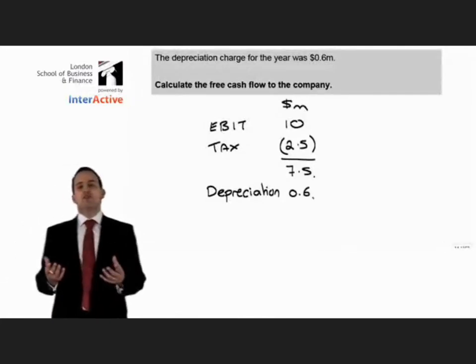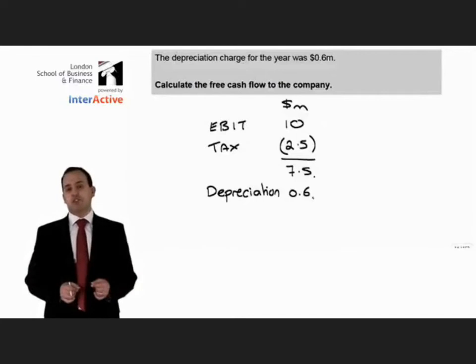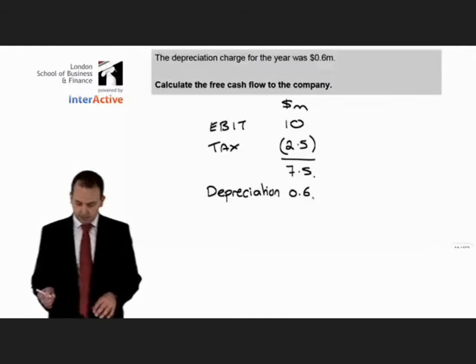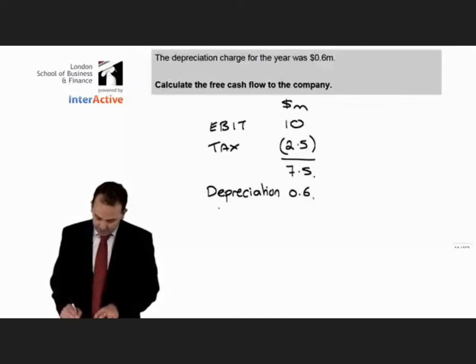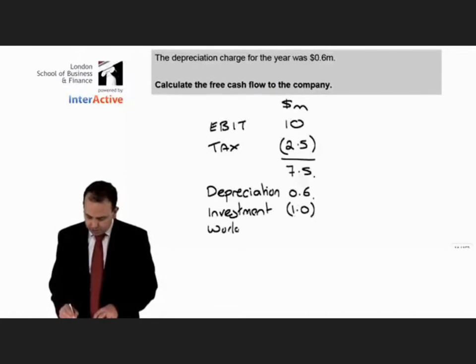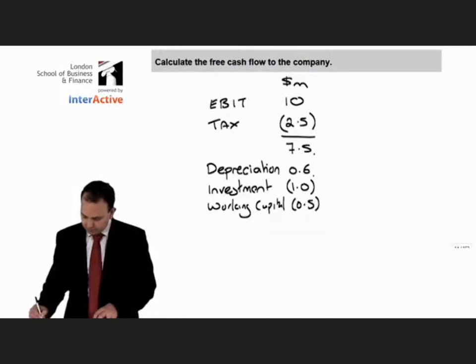We then have to make an adjustment for all of the investments that the business makes, and we have two types of investments in this example. We have the investment in capital and the investment in working capital. So first of all, we have an investment of $1 million, which is a cash outflow, and then an investment in working capital of $0.5 million.